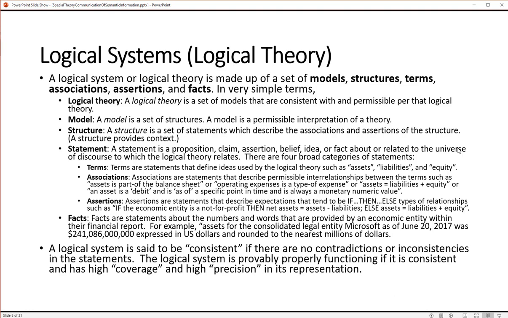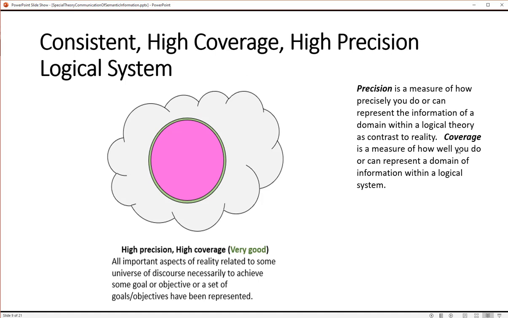I'm not going to go into this. You can read it on your own. A logical system, it has to work correctly. And for it to work correctly, it has to be consistent. You have to have high coverage. You have to make sure everything is described in the logical system, and you have to have high precision. You want to make sure that the logical system describes reality precisely.